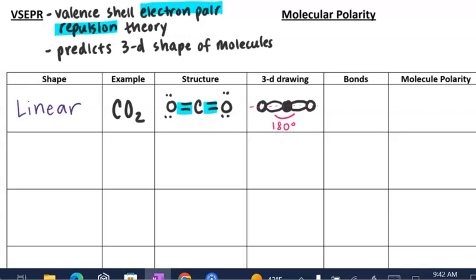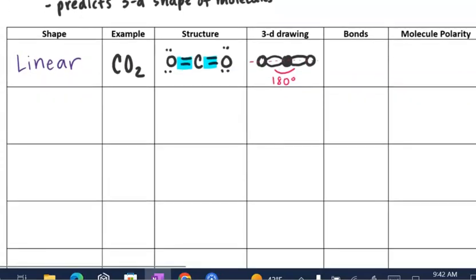All right, let's talk about our next shape. Okay, so our next molecule we're going to figure out the shape of is water, or something like water. And again, if you went through and drew the structure for water using the steps we learned this chapter, this is what your structure for water would look like.